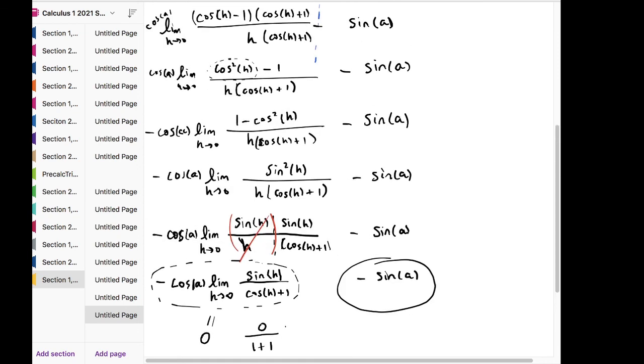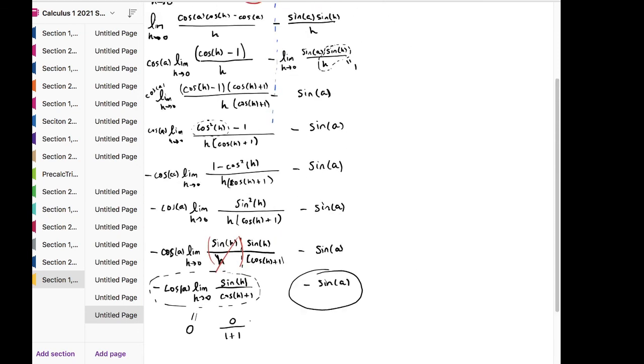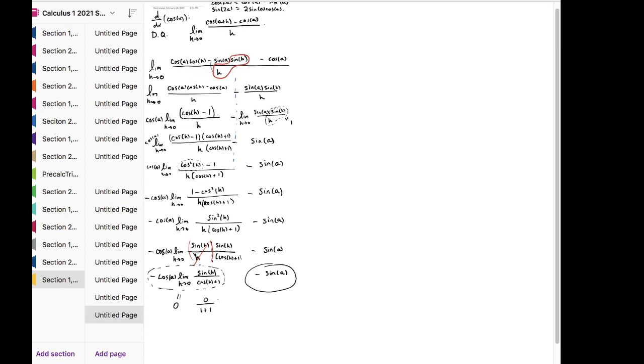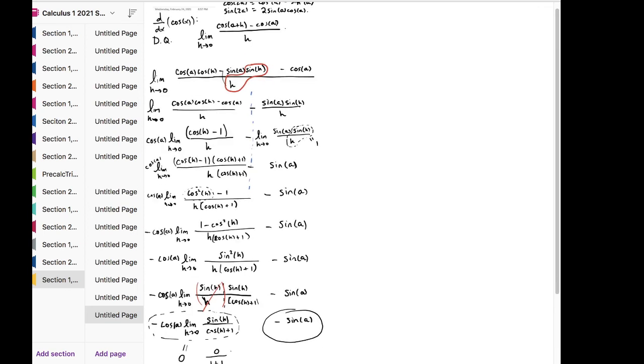So that all was to say that this whole thing just simplifies down to 0, this left-hand limit. So what's the derivative of cosine? It's negative sine.